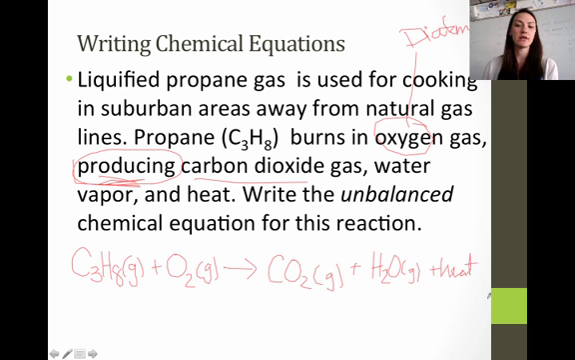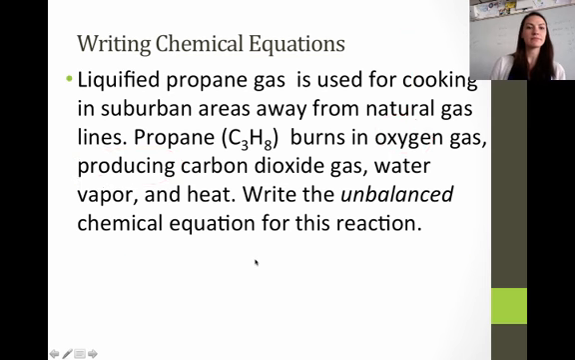Sometimes we put this triangle for heat. We don't have to worry about that. You can write plus heat, and that's going to be our chemical equation for this.